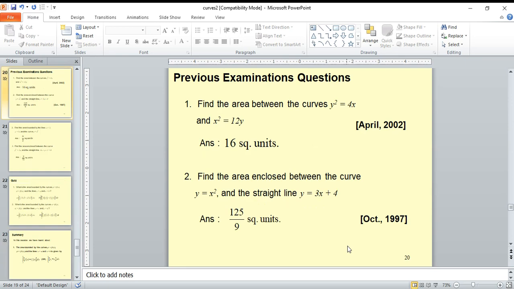I am going to the next answer. Previous examination question paper: find the area between the curves y square equal to 4x and x square equal to 2y. So the area in between is 16 by 3 square units. So this is x square equal to 4y.